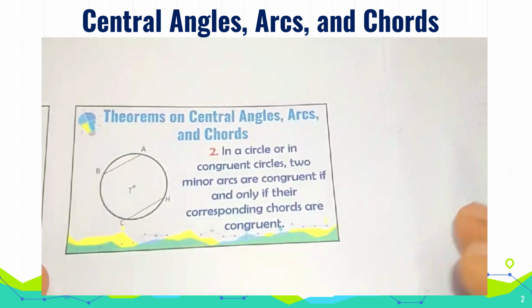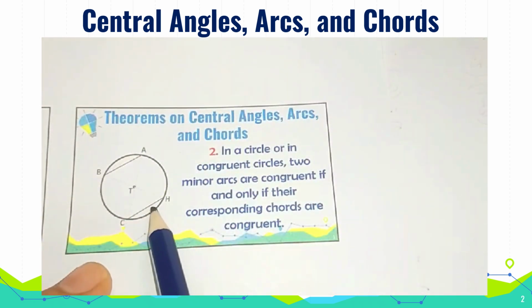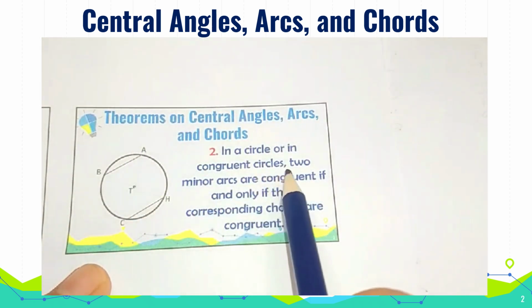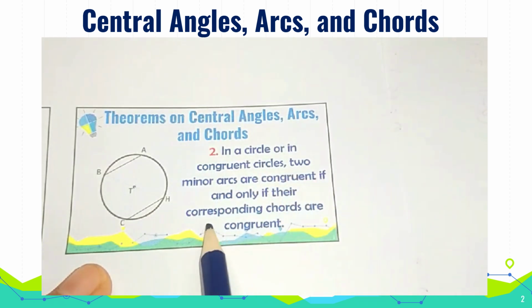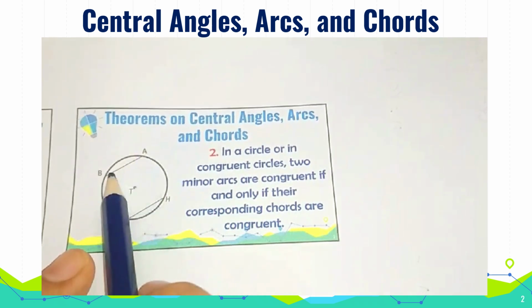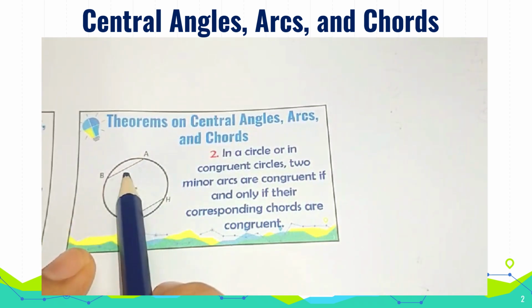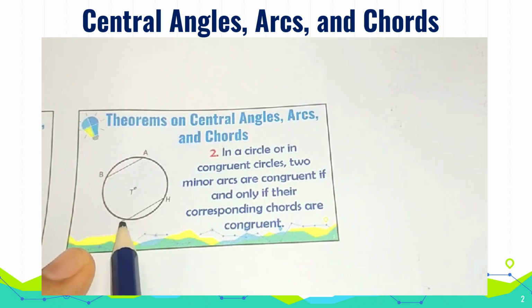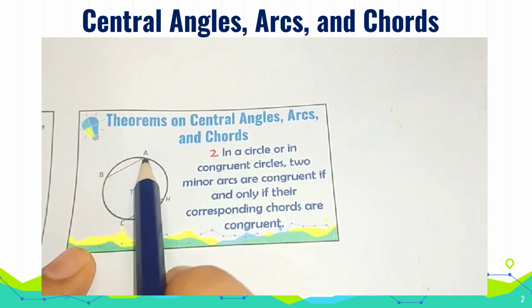So what if an arc is formed from a chord? The two arcs are congruent if the corresponding chords are congruent. So if this measures 5 meters, this should also measure 5 meters to say that arc CH is congruent to arc BA.